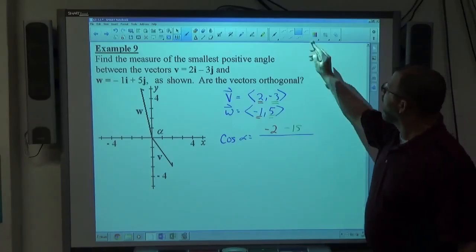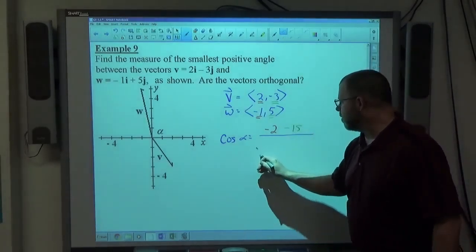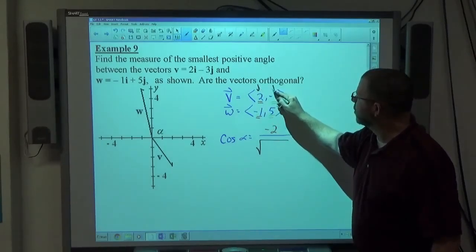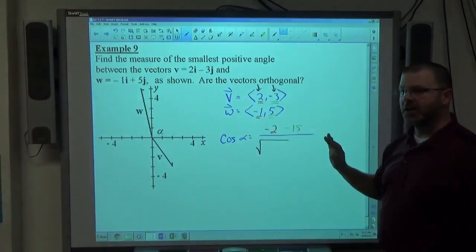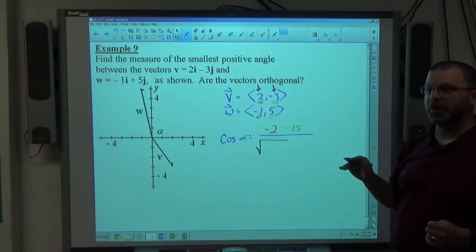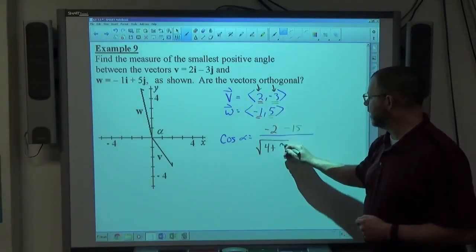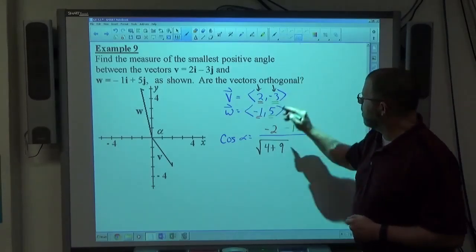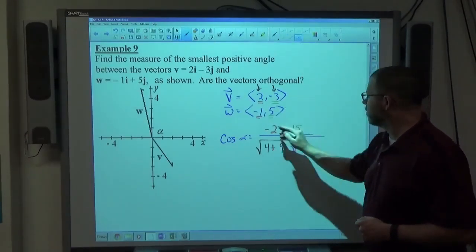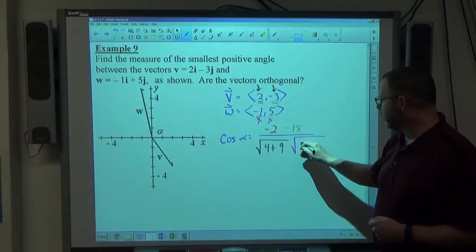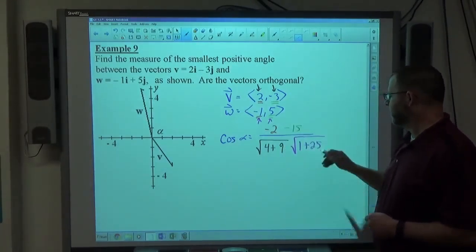All right. On the bottom, I've got to do the magnitude of v. When you do the magnitude of v, we're going to square the components of v and add them together. And I like to square things mentally. Everything's positive when you square. So 2 squared is 4, 3 squared is 9. Then we have the magnitude of w, which is going to be the components of w squared and added together. So that's going to be 1 squared plus 5 squared.